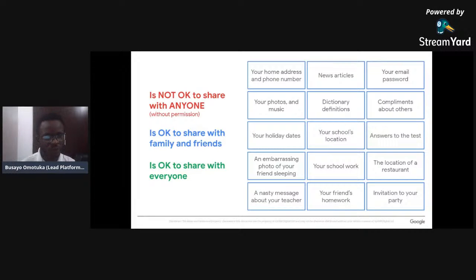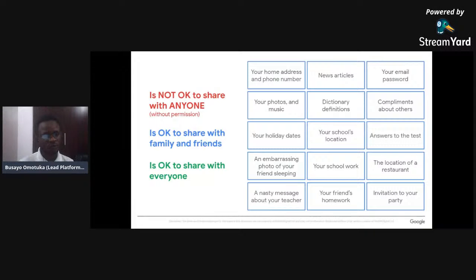So when you get here, teachers should endeavor to put the students in pairs or groups, just like I've said from the beginning of the training. Ask the students to think about things that are not okay to share with anyone without permission. Ask them if it is okay to share with our family and friends. Ask them if it is okay to share with everyone.